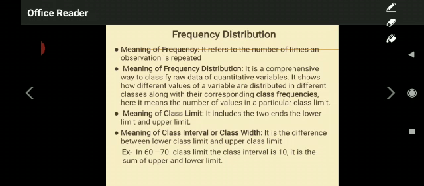Now look at the meaning of class interval or class width. Class interval or class width is nothing but it is the difference between lower class limit and upper class limit. What is the difference in that two class limits? Lower class limit and upper class limit. Suppose if the class limit is 60 to 70, what is the difference between these two? You have to understand. The difference between these two is called as class interval or class width, for example.